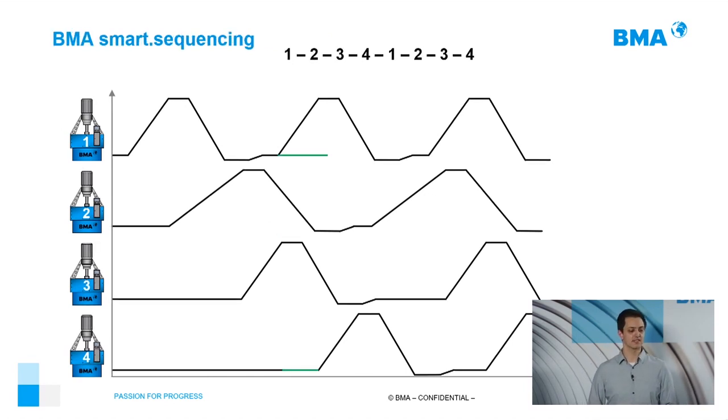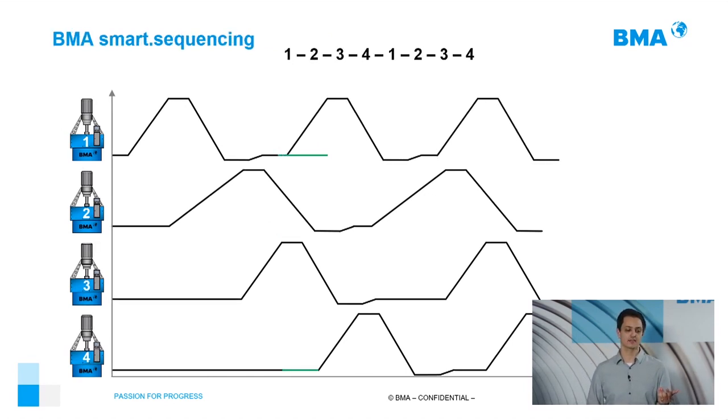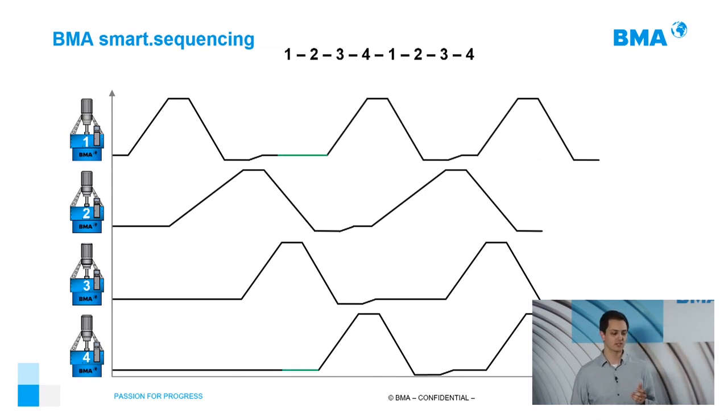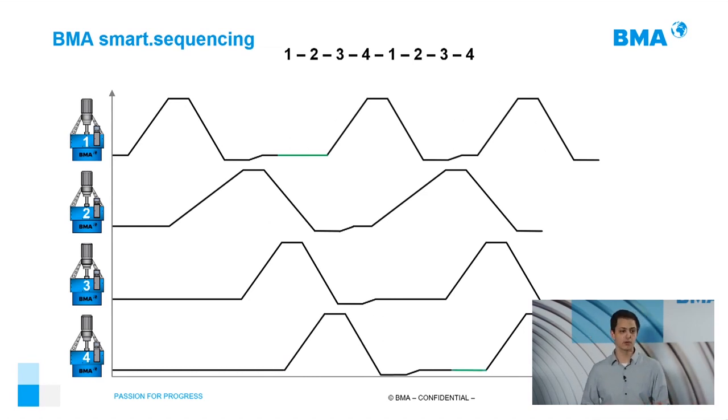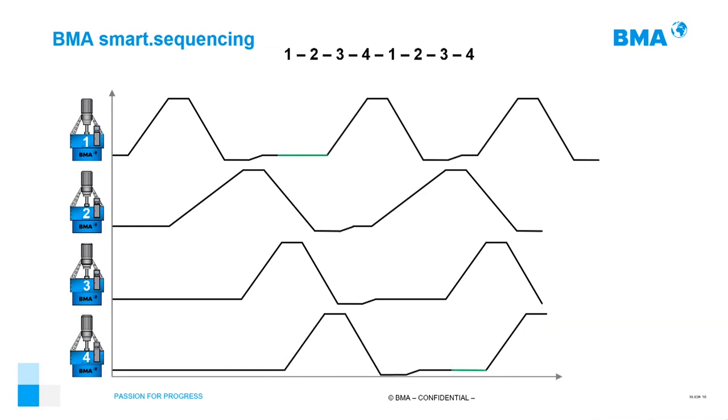And the smart sequencing is exactly avoiding this. It will take the first machine and say, first machine, you need to wait a little. Fourth machine, it's your time, you will start. And this kind of control is made after every cycle of the centrifuges. The smart sequencing is taking all the data from the other centrifuges and deciding which should start.